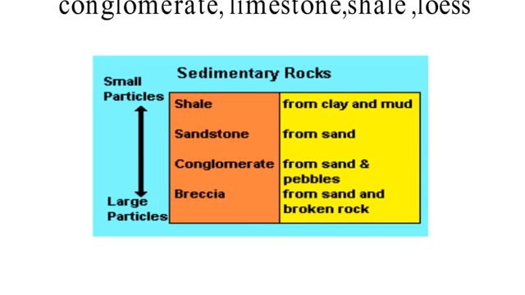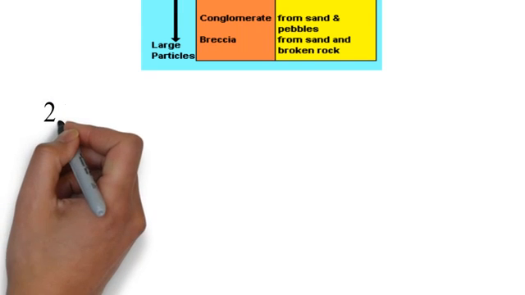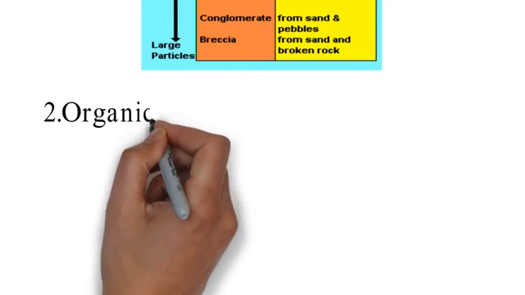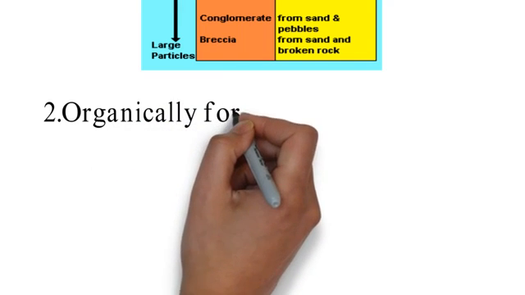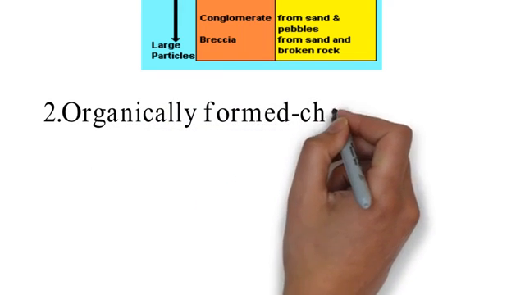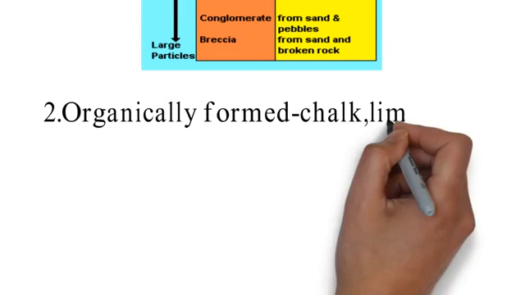From sand and broken rock, breccia is formed. And in this diagram I have represented the shale, sandstone, conglomerate, breccia in terms of their increasing size. Second type of sedimentary rock is organically formed sedimentary rocks.